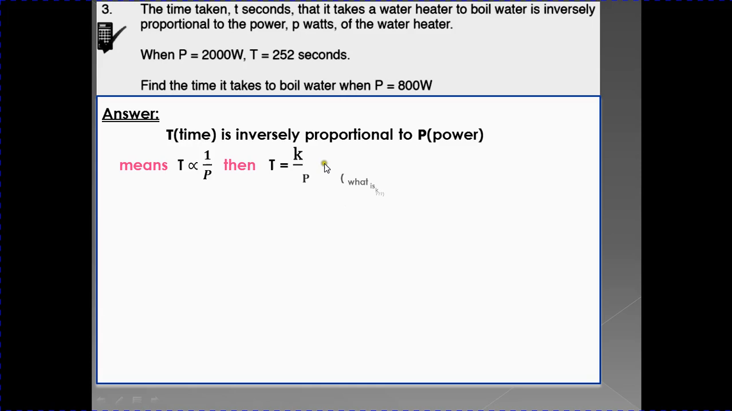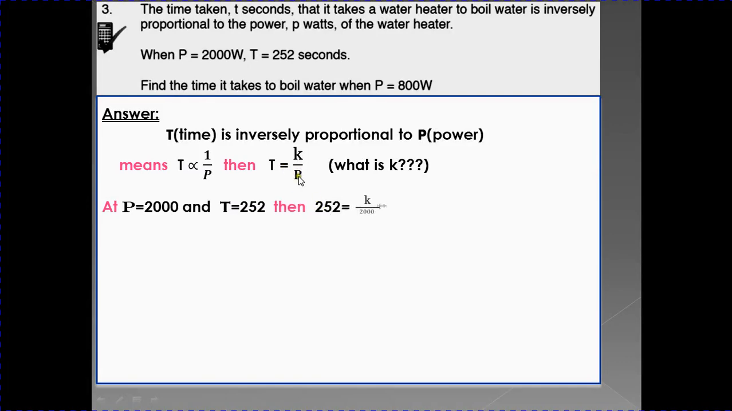What is k? K is a constant. K can be any number, and we will find its value at P equals 2000 and t equals 252. Then we substitute in this relation to get the value of k. 252 equals k over 2000. Then multiply both sides by 2000 to get the value of k. Then 252 multiplied by 2000 equals k over 2000 multiplied by 2000. Here you can cancel.